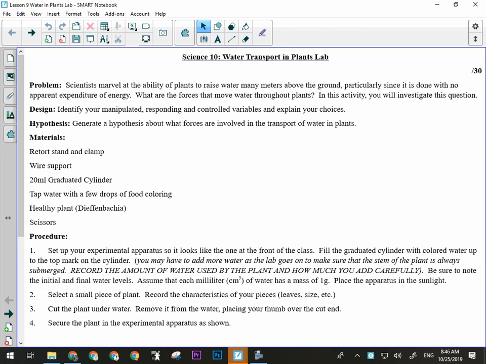So what we're doing in this lab is essentially eliminating the roots. By cutting them off, we eliminate them as a source of what? Force. If the roots aren't there, the only place the force can come from to move the water is from the leaves. That's what we're trying to do. If this plant can still transport water after all of these parts are cut off, then I know the leaves provide the force. It's an if and then.